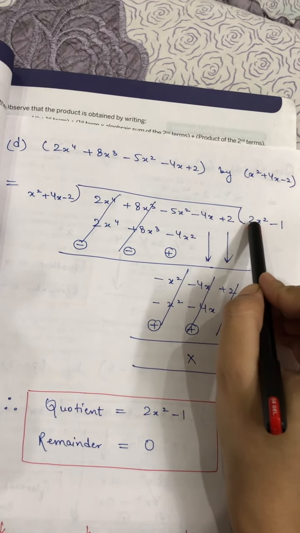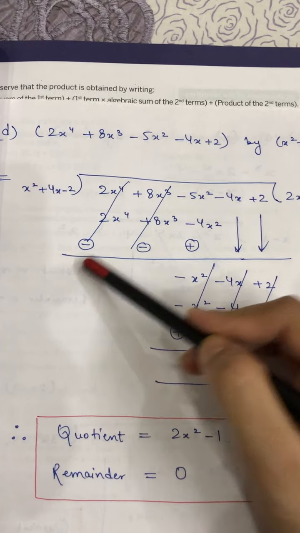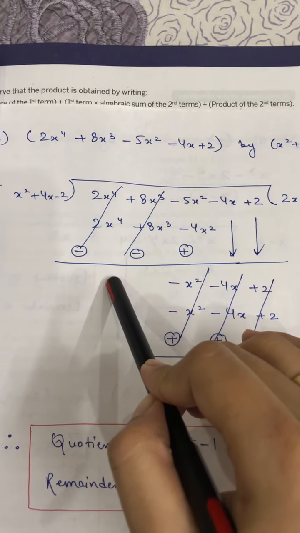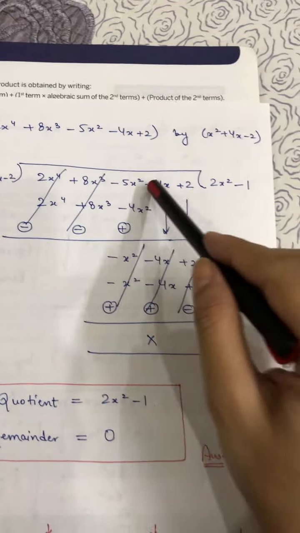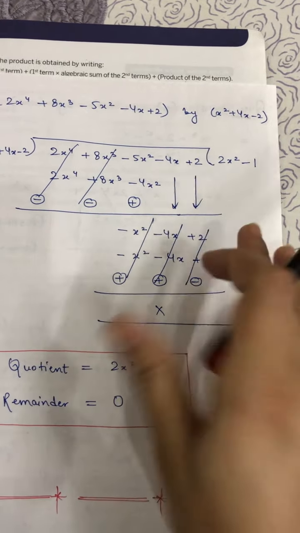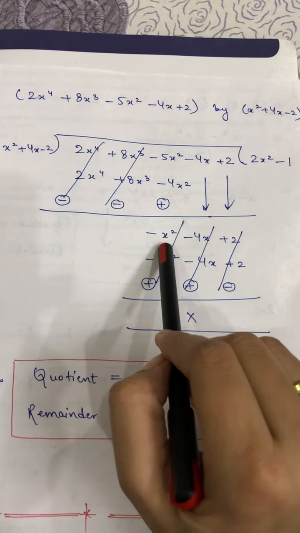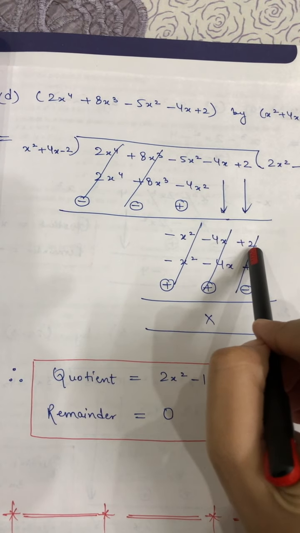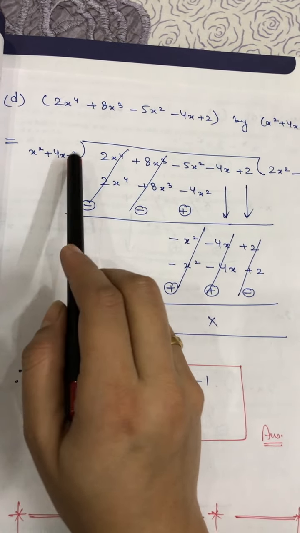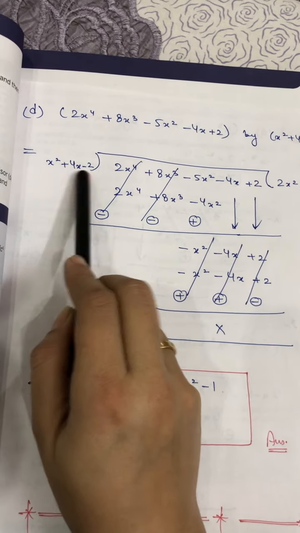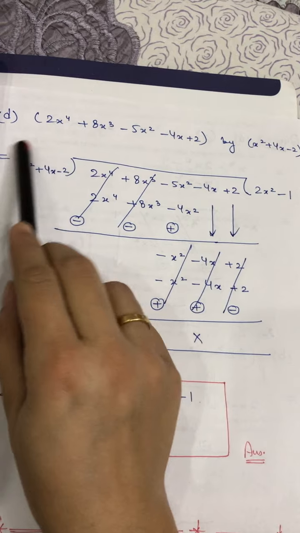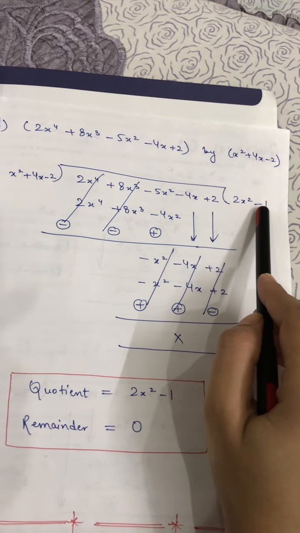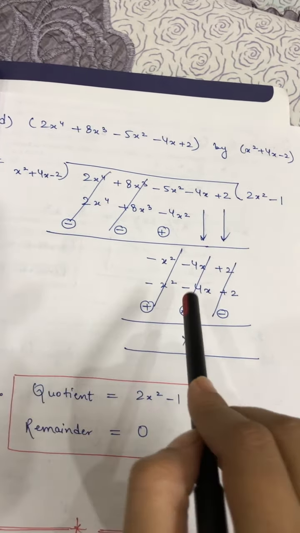Now oppose the sign. So this term will get cancelled and this term also gets cancelled. What is left? Minus 5x square plus 4x square, it is minus x square. Take out these two terms directly. Now this is minus x square minus 4x plus 2, and this is x square plus 4x minus 2. Terms are the same but signs are different. So you have to multiply this expression with minus 1 so that the signs will be the same.